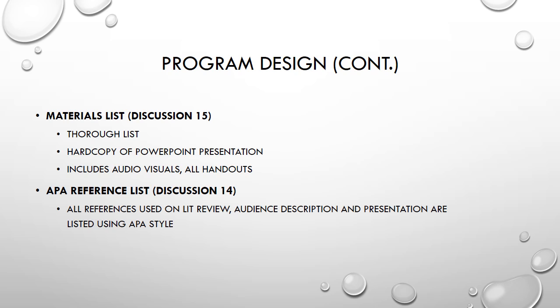Then lastly, discussion question 14 is going to be your APA reference list. This is going to include all your references for the whole semester, including everything that you used for your literature review, your audience description, and your presentation. Basically, every resource that you used all semester needs to be included in this comprehensive list, and that's going to be the last part of your binder. It's also going to be your discussion question 14.